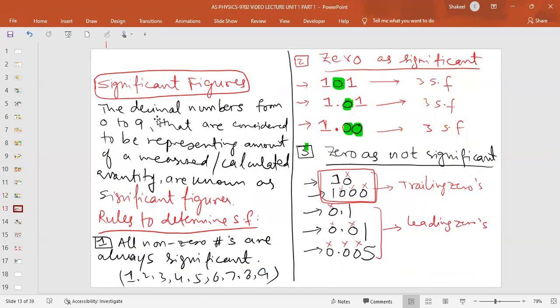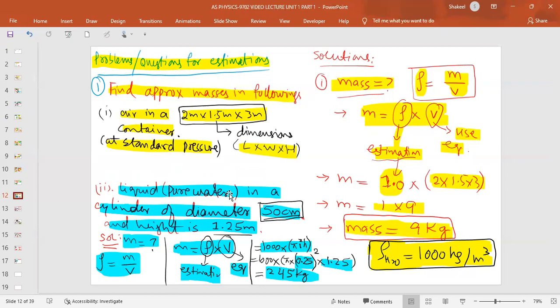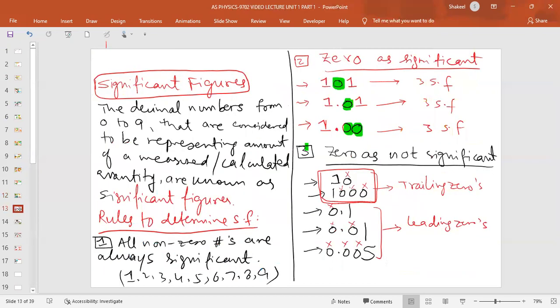Okay, so now we're done with that. We're done with the estimation. So what I'll do is I will share a worksheet with you and I will solve that worksheet as well. I'll make a video solution of that and I'll share that worksheet as well. So now we have to move on to the next topic, which is very important.